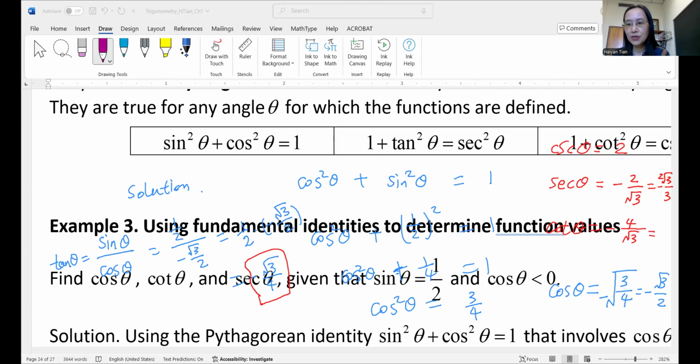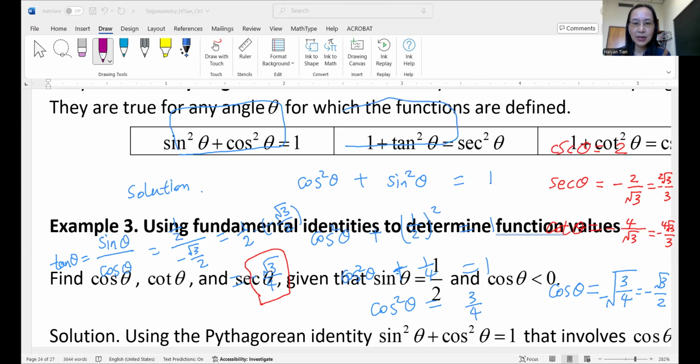And then if you reduce it, you actually rationalize the denominator. We get negative 4 square root of 3 over 3. So now we have found all the other unknown function values for this theta. So the only given piece is the sine. And also we know the cosine is negative.